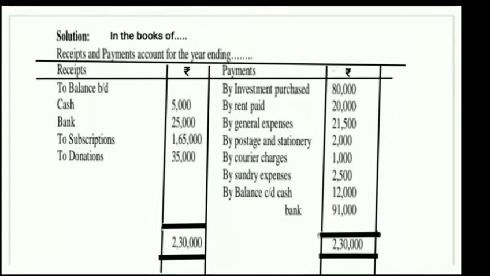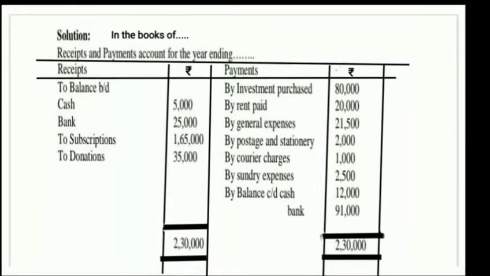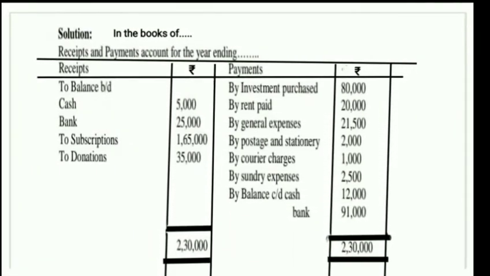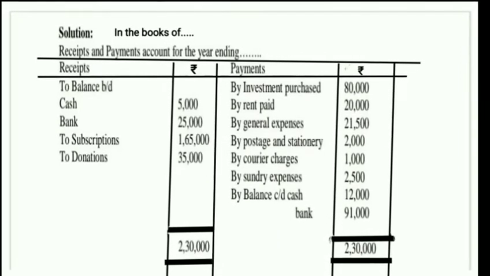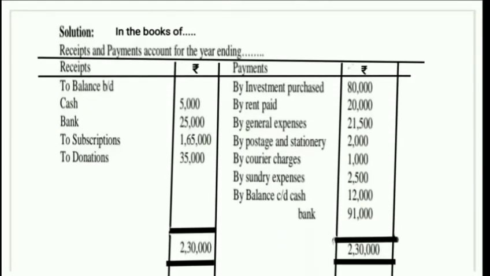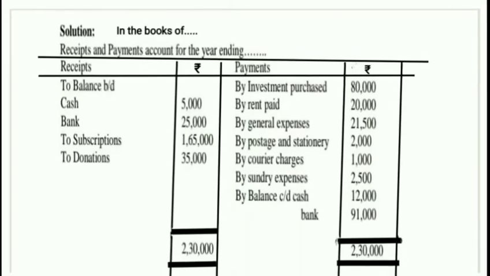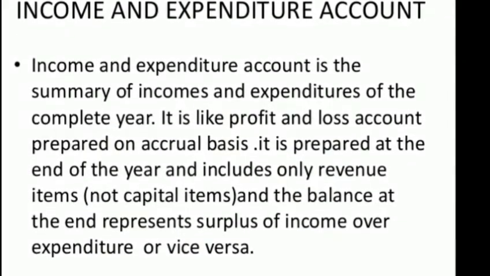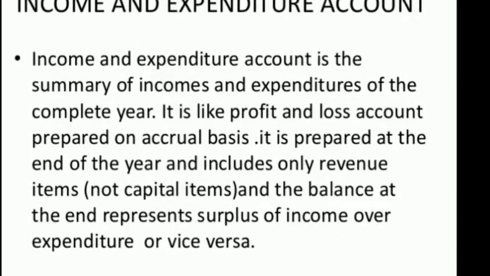Similar to the previous sum, in this sum also we will record the receipt of the NPO on the debit side and the payment of the NPO on the credit side, and finally we will calculate the closing bank balance as a difference amount. Next, the books of account for an NPO: the income and expenditure account.